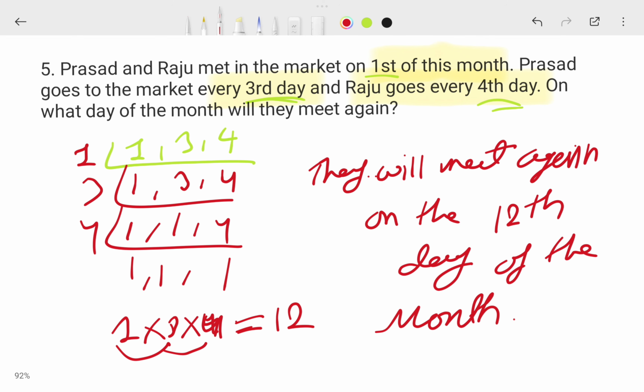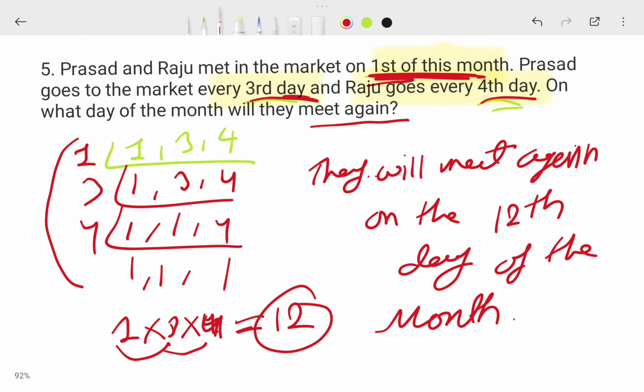Okay, so this is completed. Actually, what it is saying is Prasad and Raju meet in the market on the first of the month. Prasad goes every 3rd day and Raju every 4th day. If you take the LCM of 1st, 3rd and 4th day, it is divisible by 1, 3 and 4. If you multiply this, it is going to be 12. It means they will meet again on the 12th day of the month. Is it clear? So this is the answer.